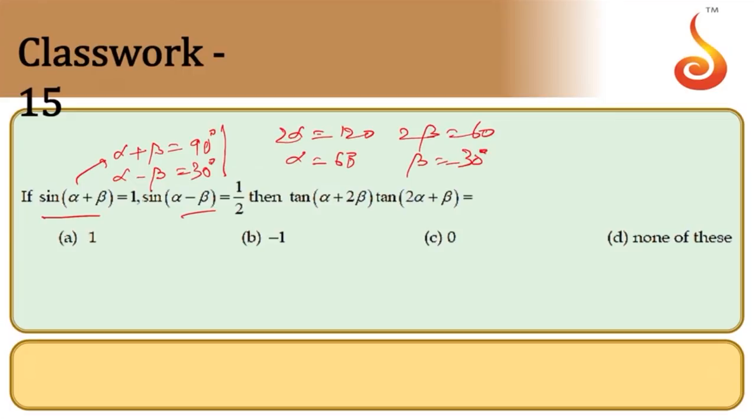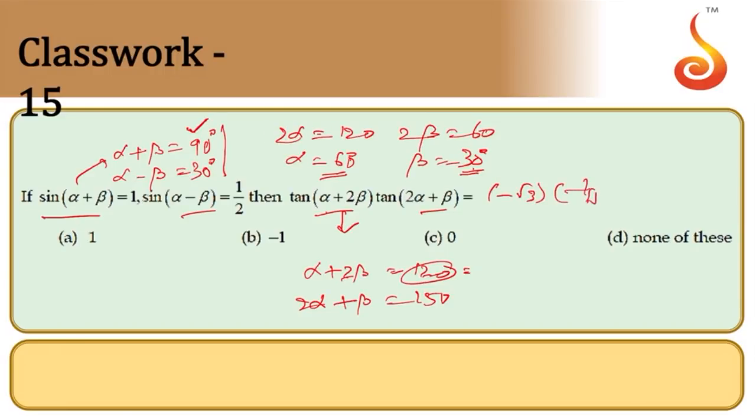So we know alpha plus beta is equal to this one, and when you add beta, you get alpha plus 2 beta, which is alpha plus beta plus beta, that is 30 plus this one, 120. And 2 alpha plus beta is alpha plus beta plus alpha, that is 60, it is 150. So this is 180 minus 60, 180 plus 30. So the tangent of these values: the first one, tan 120 degrees, is nothing but minus root 3, and this is minus 1 by root 3. So the answer happens to be equal to 1.